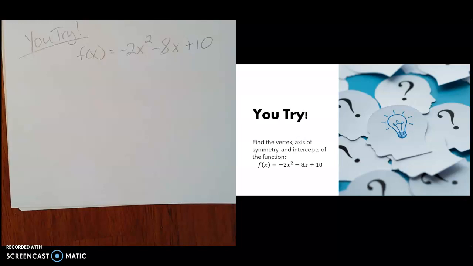You all just finished a U-try where I asked you to find the vertex, axis of symmetry, and intercepts of a quadratic function in standard form. So let's see how that one went. The equation I gave you was f of x equals negative 2x squared minus 8x plus 10. So let's just go through one by one.